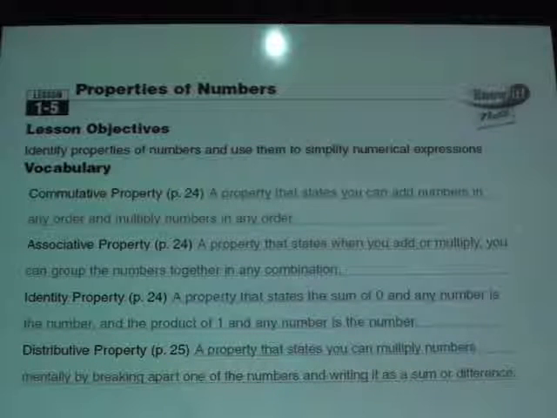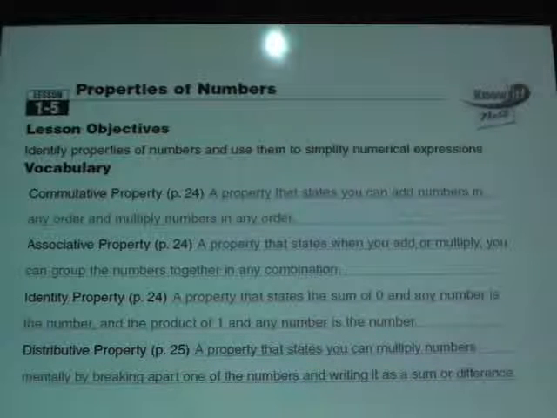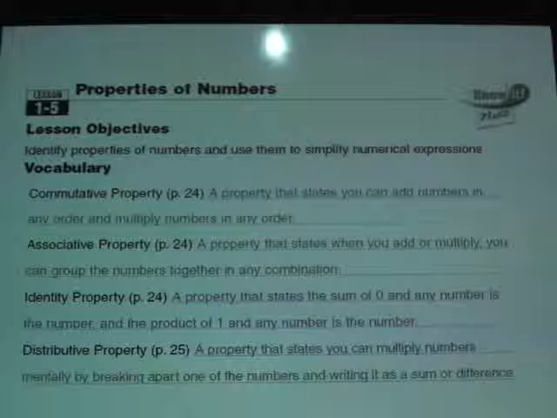The distributive property is probably the trickiest of all, but a property we'll use quite a bit in the next several years here as you move through middle school and into algebra and geometry. That's a property that states that you can multiply numbers mentally by breaking apart one of the numbers and writing it as a sum or difference.